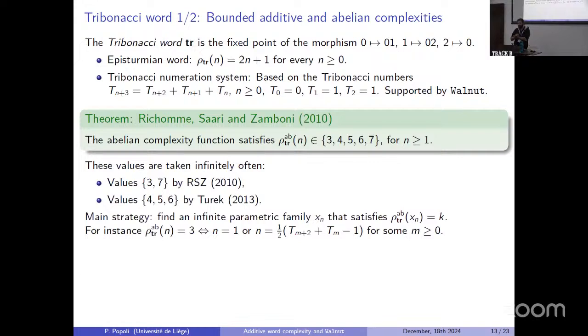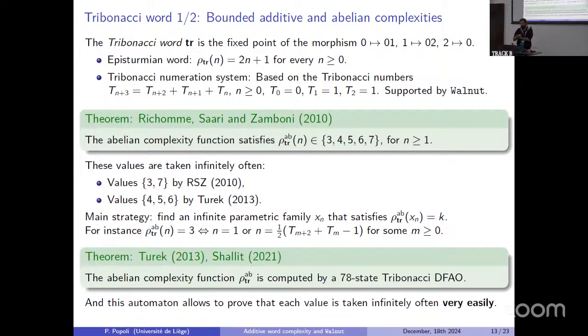In fact, they proved a little bit more. They proved that the values 3 and 7 are taken infinitely often. And the remaining values were studied by Turek in 2013. He proved that the values 4, 5, and 6 are also taken infinitely often. The main idea to prove this is to find an infinite parametric family with a constant abelian value. This result was reproved by Shallit in 2021 with Walnut, and it proved that actually there is an automaton that computes the abelian complexity of this word. So this was already proved by Turek in 2013, but with 25 pages of calculus.